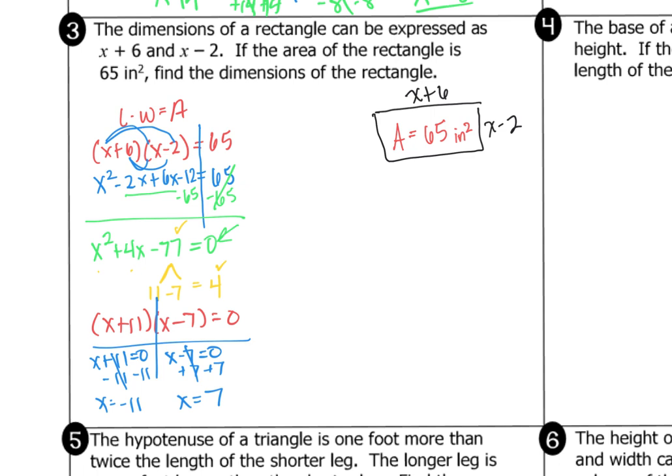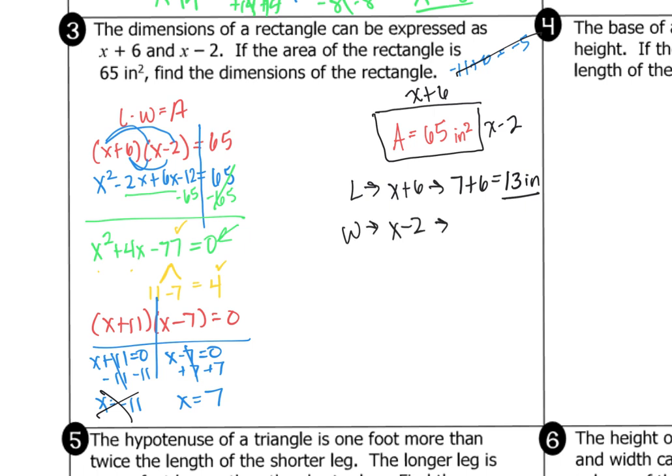Now, because one of our sides is not just x, we're kind of having to check both. What's negative 11 plus 6 if we plugged it in? That's negative 5, and that's going to make a negative length when we test it, so we're going to cross it off. Our length was x plus 6, so we plug in the 7. We're going to say 7 plus 6 to get 13 inches for our length. Then our width was x minus 2, so we're subbing in 7 for the x. 7 minus 2 is 5. So our dimensions are 13 inches by 5 inches.